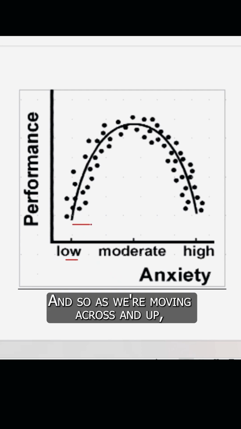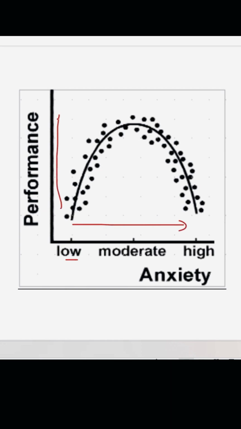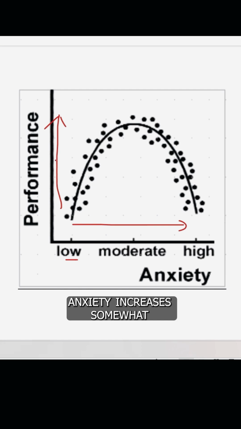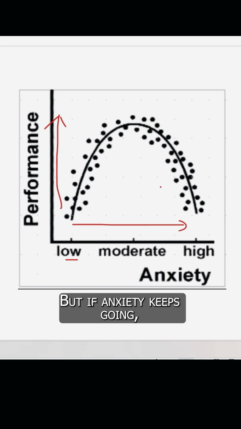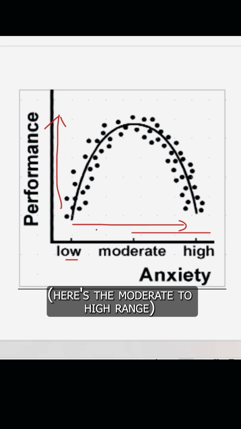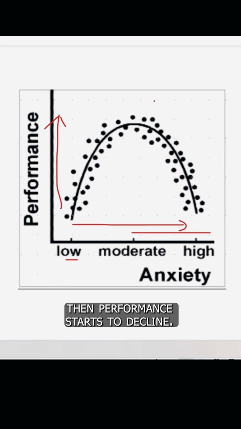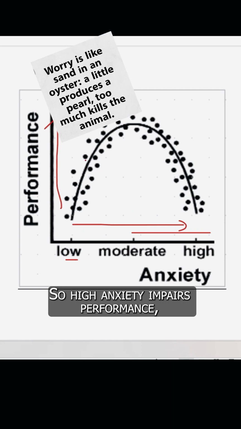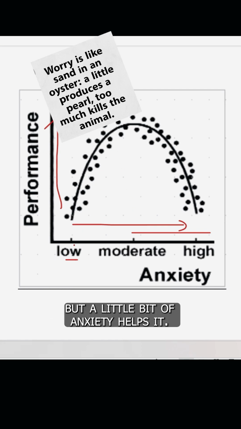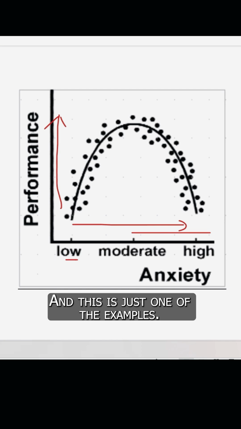And so as we're moving across, anxiety increases somewhat, and performance also does. But if anxiety keeps going, here's the moderate to high range, right? Then performance starts to decline. So high anxiety impairs performance, but a little bit of anxiety helps it. And this is just one of the examples.